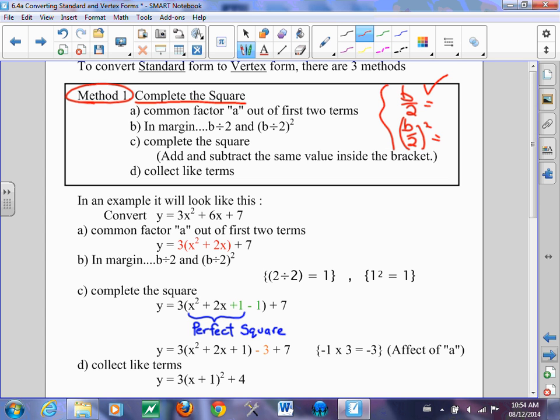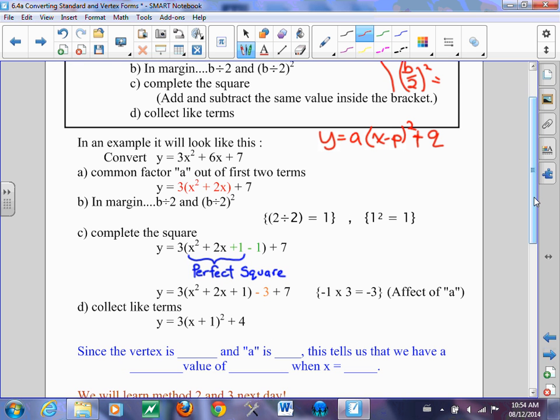The difference is we're not going to deal with a constant term on the other side. The reason why, folks, is we want it to be in vertex form, y equals a bracket x minus p squared plus q. Okay? So what we want to do is have everything on one side. So instead of taking the constant term to the other side, we're going to leave it all on one side. Okay? So here's an example of what we're going to take a look at, and then we're going to do one together.